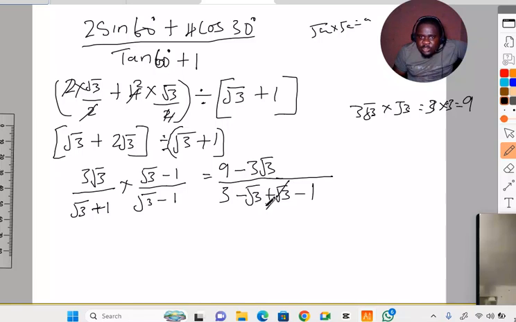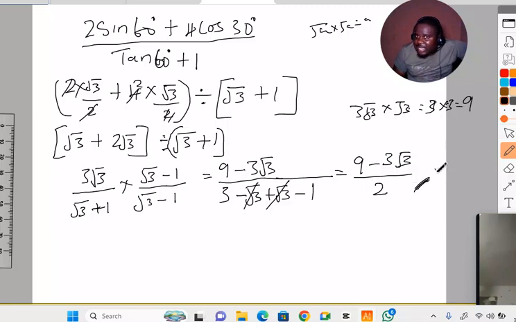And definitely this 2 is already cancelling out. So we are left with 9 minus 3 root 3 all over 3 minus 1, which will give us 2. So this is our answer.